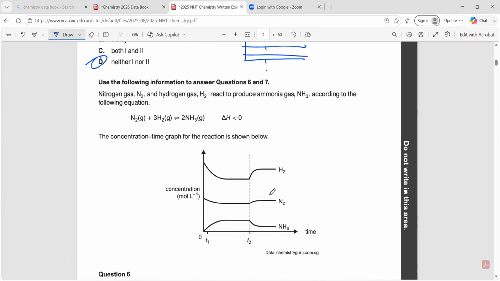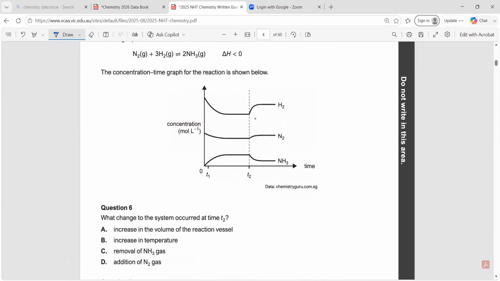Another equilibrium question. What change to the system occurred at time 2? Because there's no evident initial change in this situation, I'm inclined to think that it's a temperature change, which would be C. I mean B. Yeah, cool.